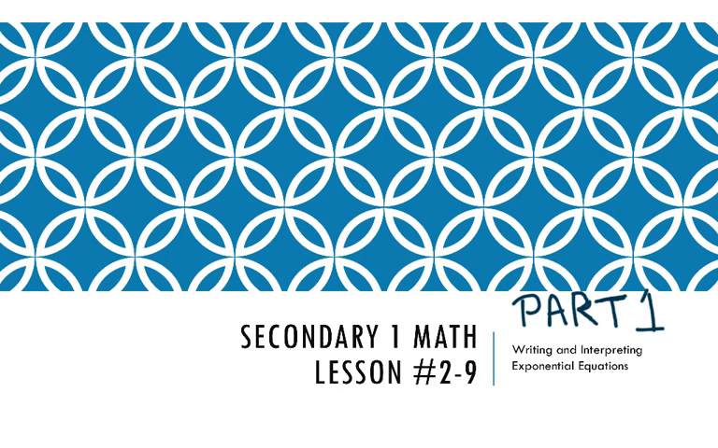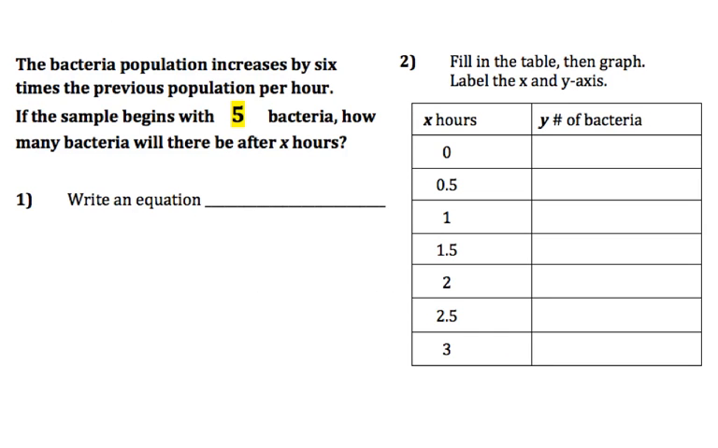This video covers Part 1 of Lesson 2-9 for Secondary 1 Math, Writing and Interpreting Exponential Equations. The bacteria population increases by 6 times the previous population per hour. If the sample begins with 5 bacteria, how many bacteria will there be after X hours?